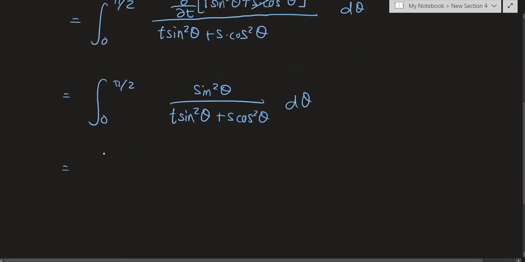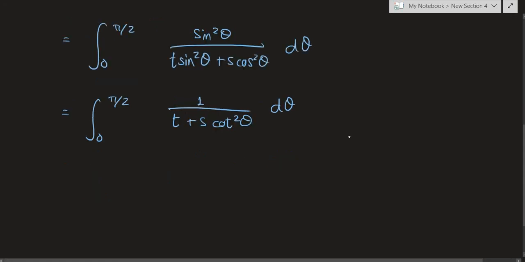Now I would like to divide the numerator and denominator by sine squared, so that we have sine squared divided by sine squared is 1, so we just have 1 divided by, again, t times 1, which is t, plus cosine squared theta divided by sine squared theta is cotangent squared theta, and we have a d theta as always.